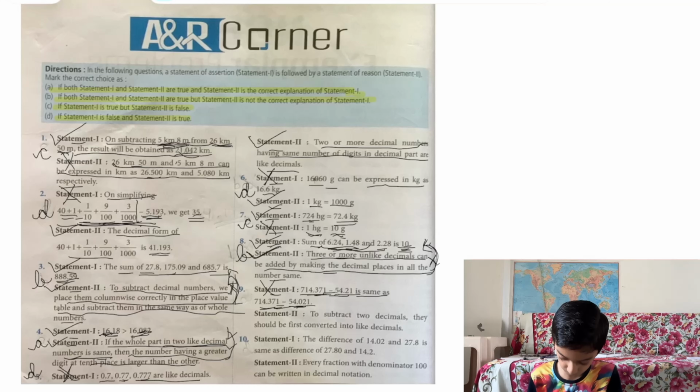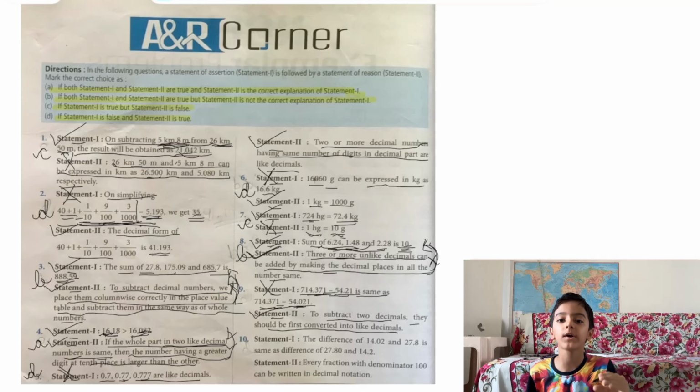Let's see statement 2. Statement 2. To subtract two decimals, they should be first converted into like decimals. This statement is true because to add or subtract decimals, if the decimals are unlike, we first have to convert them into like decimals, then we can add or subtract the decimals. So here this statement is also correct. So the correct answer of question 9 is option D, which is if statement 1 is false but statement 2 is true.